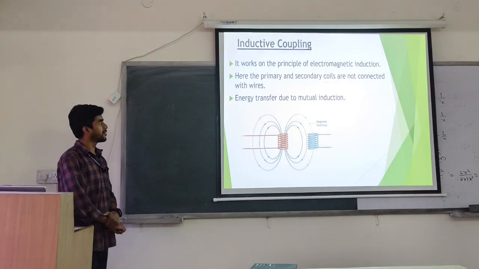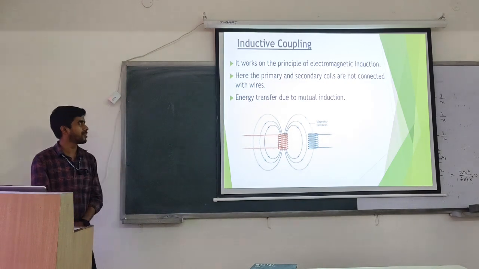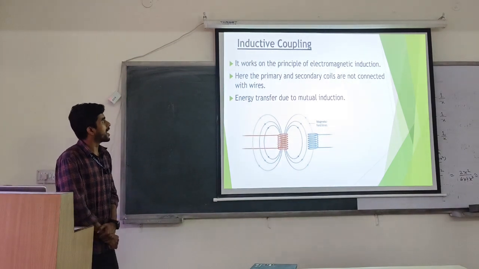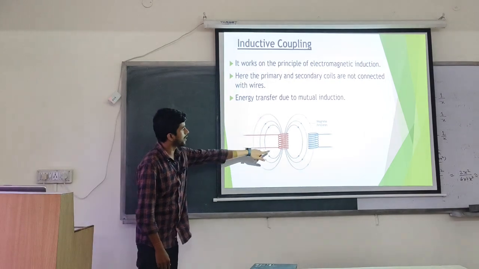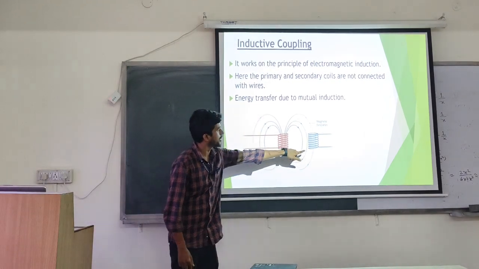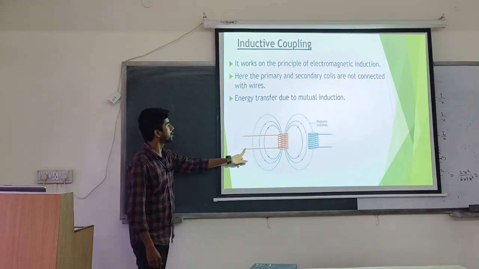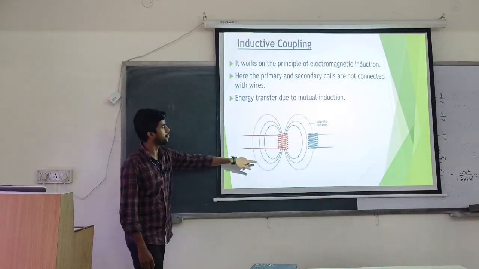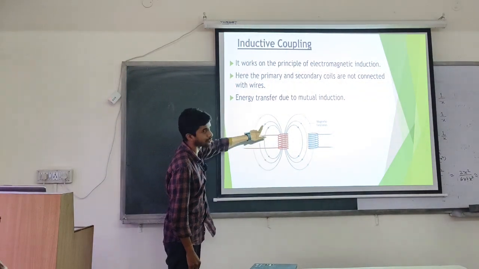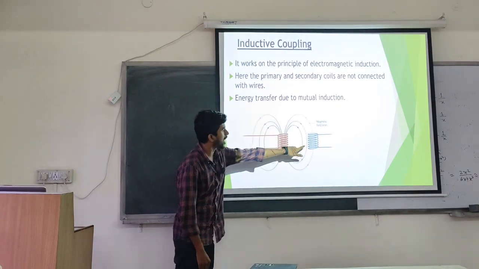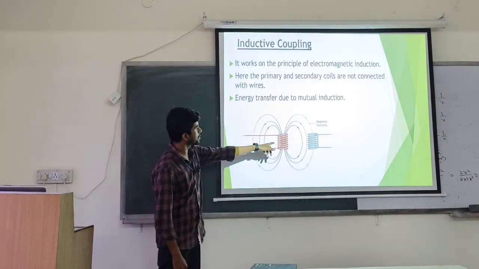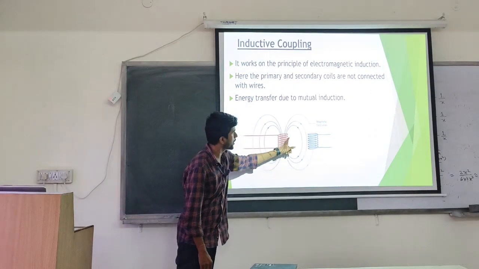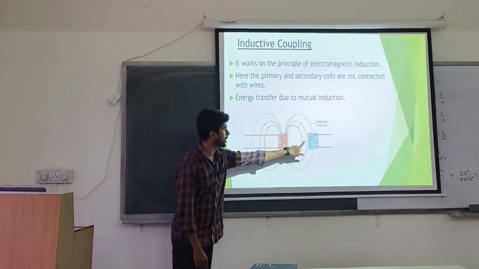First, inductive coupling, which we will discuss very shortly. It works on the principle of electromagnetic induction. Here we see the red coil is the primary coil and this is the secondary coil. When we give current to the primary coil, magnetic field lines are generated across the primary coil. When we put another coil, the secondary coil, near the primary coil, due to mutual induction these magnetic lines of force penetrate into the secondary coil.